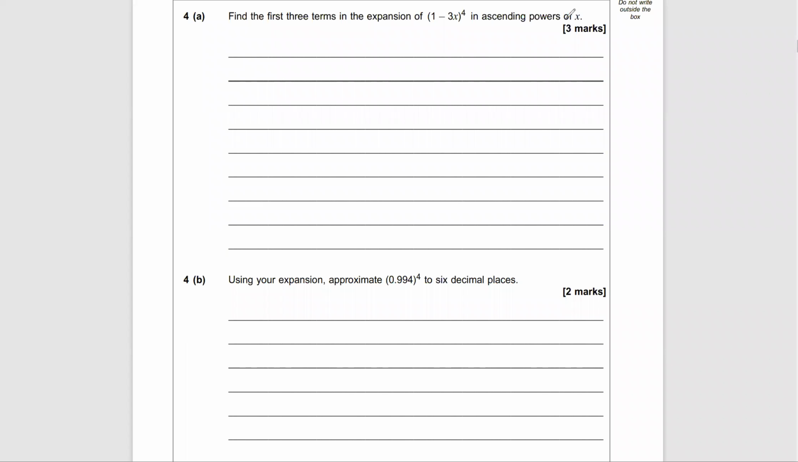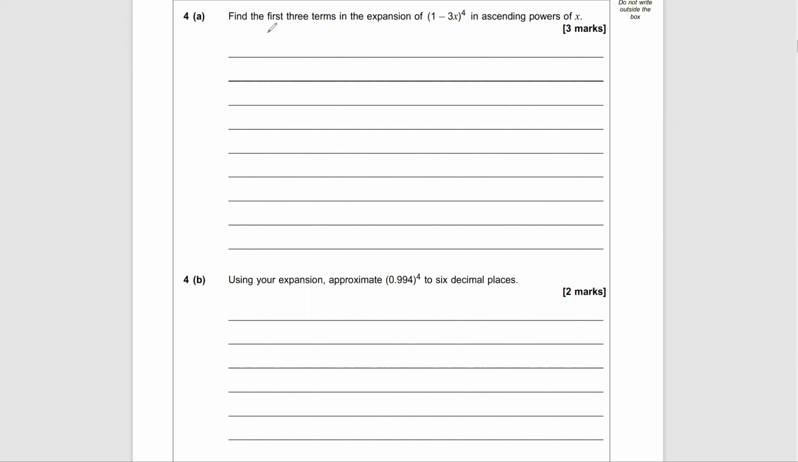So this is question 4 from the June 2018 paper 1 for AQA maths. We're going to look at this question because it's to do with binomial expansion. In part A, it's asking us to find the first three terms in the expansion of (1 minus 3x) to the power of 4 in ascending powers of x.